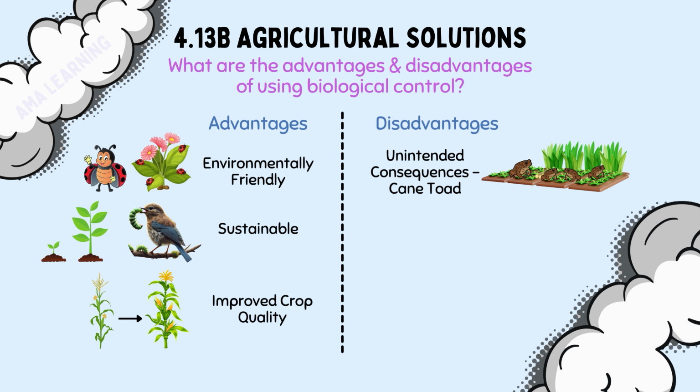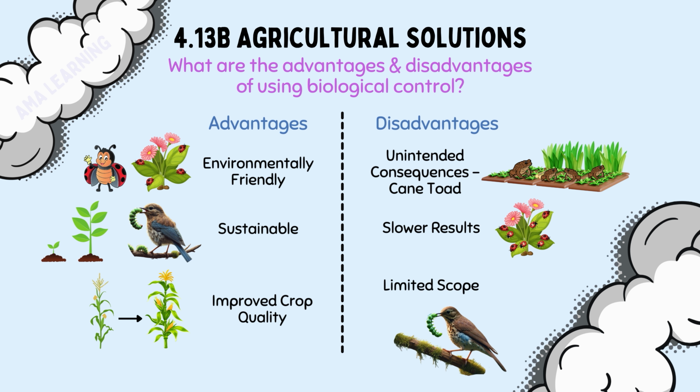Number 2. Slower results. Biological control methods often take time to reduce pest populations, unlike chemical solutions. Number 3. Limited scope. Biological control is usually specific to certain pests and may not be effective against all threats.